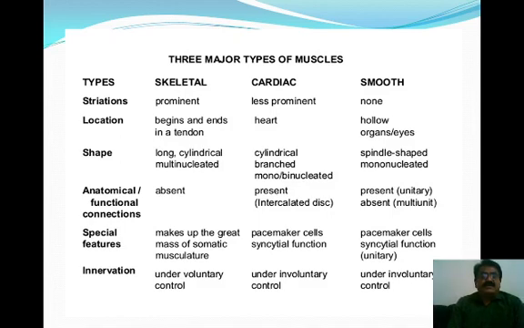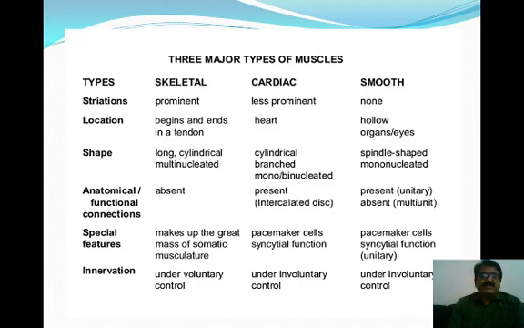Comparing the anatomical functional connections of the three types of muscle fibers: in striated muscle there are no anatomical functional connections. In cardiac muscle there is an anatomical functional connection in the form of the intercalated disc. In smooth muscles, anatomical functional connections are observed in the unitary type and absent in the multi-unit type.